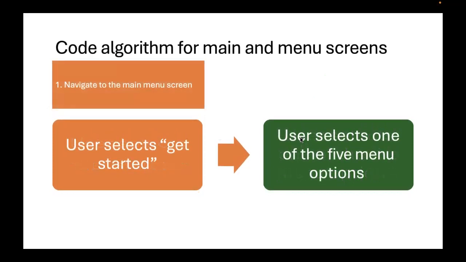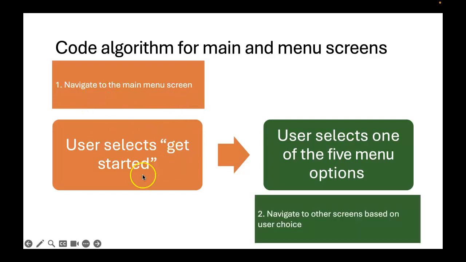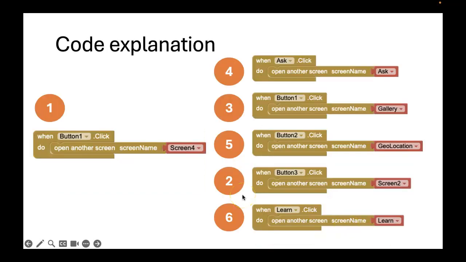This is the code algorithm for the main and menu screens. The user first navigates to the main menu screen and then selects Get Started. Then the user navigates to other screens based on the user choice. This is the code explanation.